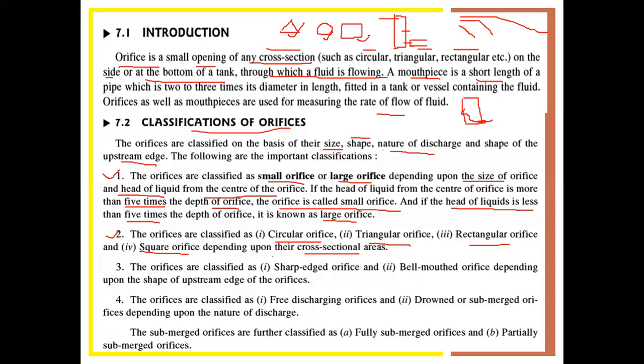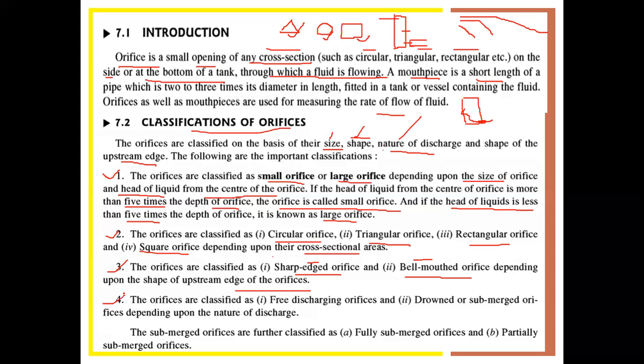Then the third one: the orifices are also classified as sharp edge orifice and bell mouthed orifice, depending upon the shape of the upstream edge of the orifice. So the size is large and small, and the shape may be circular type, sharp edge type, or bell mouthed type.